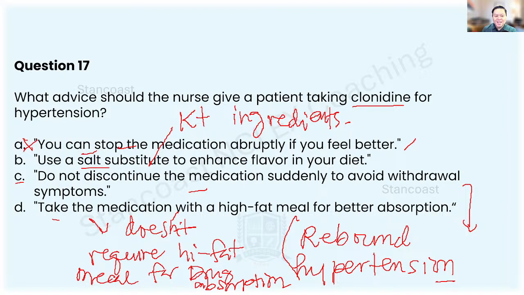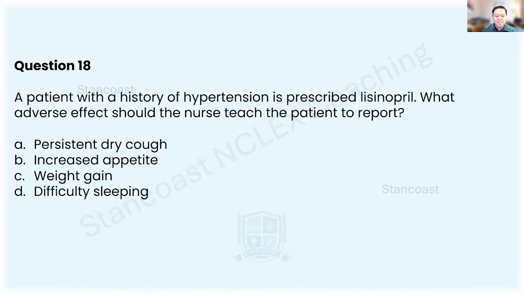Okay. And lastly, we have item number 18. A patient with a history of hypertension is prescribed lisinopril. What adverse effects should the nurse teach the patient to report? Is it A, persistent dry cough, B, increased appetite, C, weight gain, D, difficulty sleeping?